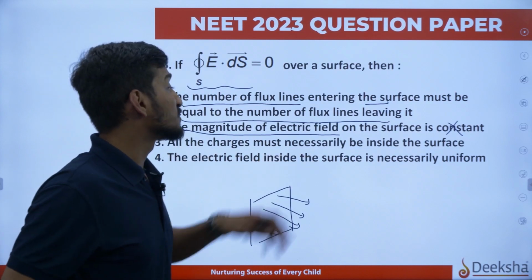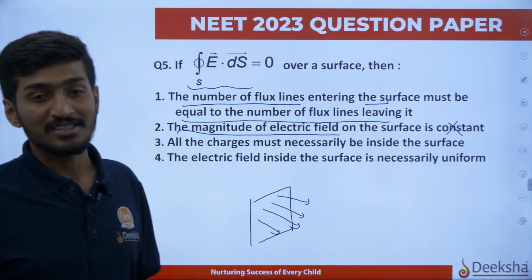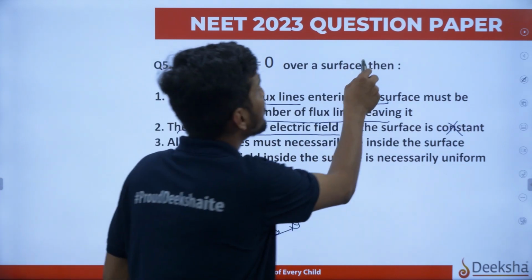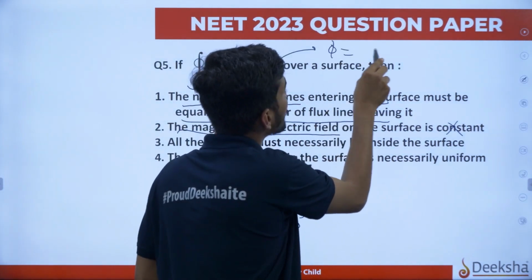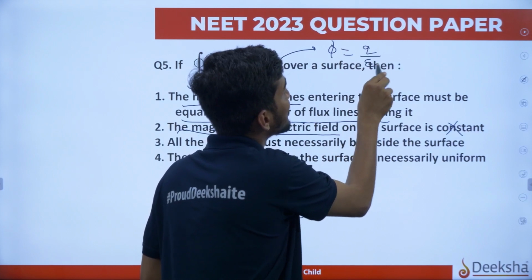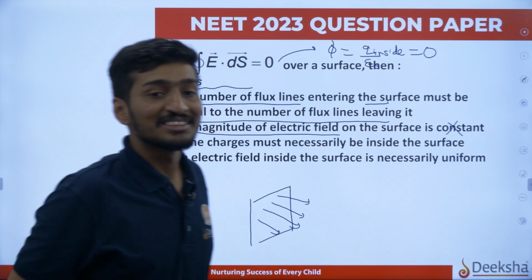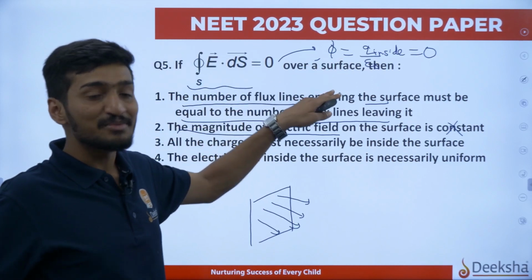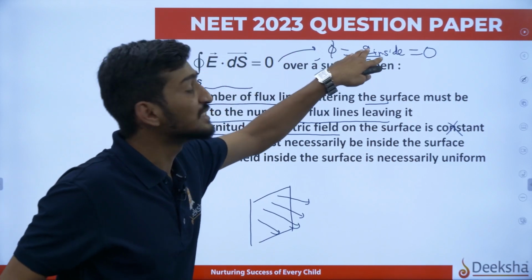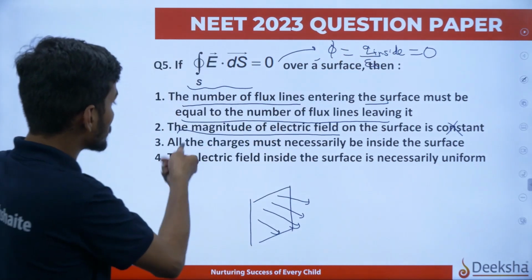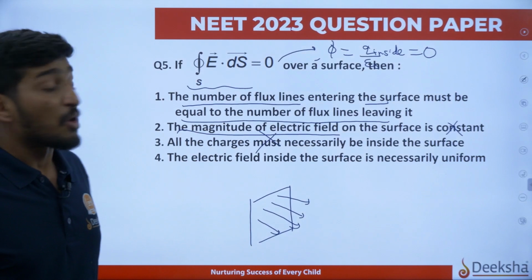Next, all the charges must be necessarily inside the surface. Now, if the flux is 0, Q inside is how much? Q inside is categorically 0. We know that from Gauss's law. Gauss's law tells me E dot ds, flux is 0. That means charge inside should also be 0. So that also is wrong.